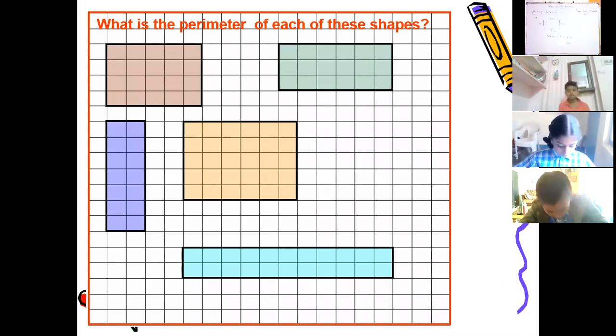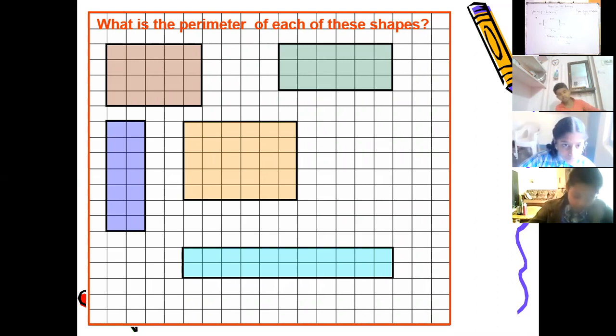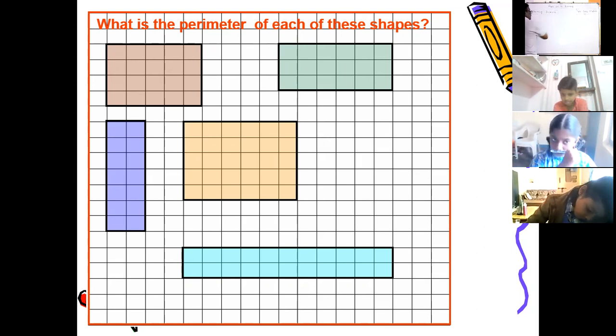Here some rectangles are mentioned. Let us find the perimeter of each shape. Length and breadth are already there in the graph. You can measure on your own. What is the length? What is the breadth of the first one? Sir, I'm doing it in the graph book. You can do it in the graph book, but it is not compulsory. You can draw a rough rectangle with the measurements mentioned there.